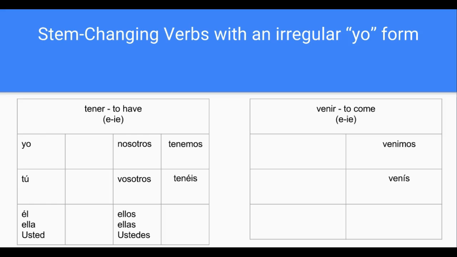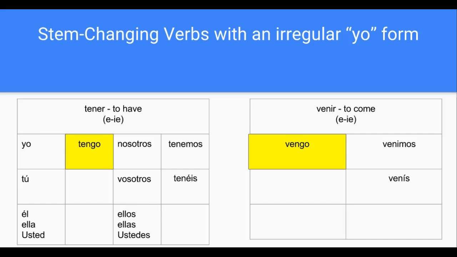Now this is where it gets a little bit tricky. The yo form for these verbs is irregular, and where you typically would have just an O, on these verbs you're going to have a GO. So the yo form is yo tengo or yo vengo.